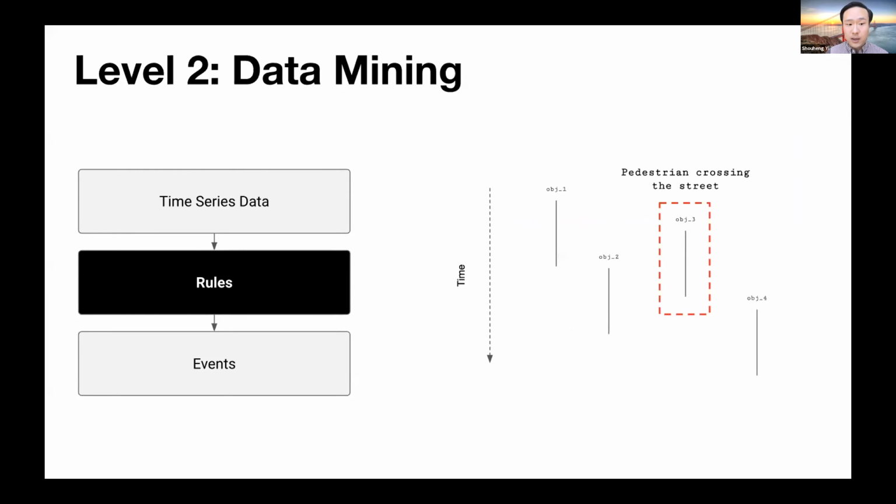So we can apply specific heuristics, or rules, as we call them, to those objects. For example, we can write a heuristic, either rule-based or ML model-based, to identify a pedestrian crossing the street. Let's just say we identify object 3 as a pedestrian crossing the street.